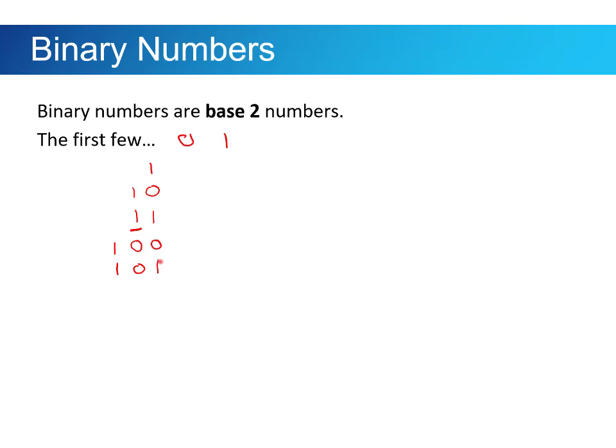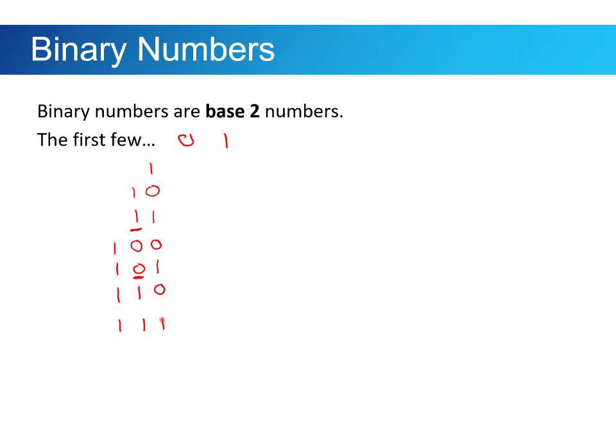Then adding 1, the rightmost 1 flips back to 0, and the one next to it gets increased. Okay. And then I can add another 1 to the right. That 0 becomes a 1. The other guys stay. And we'll do one more.